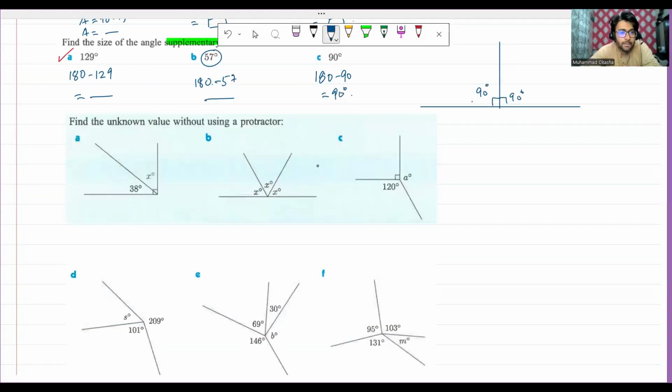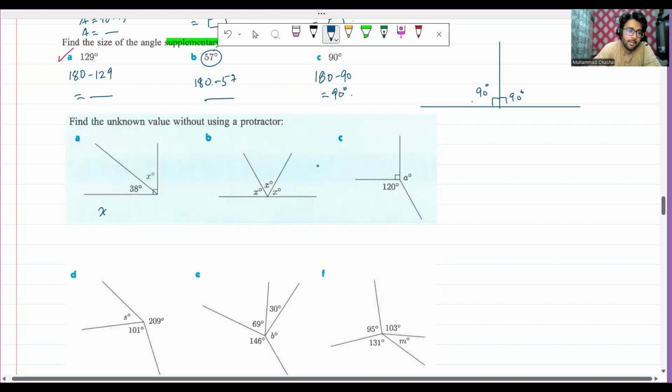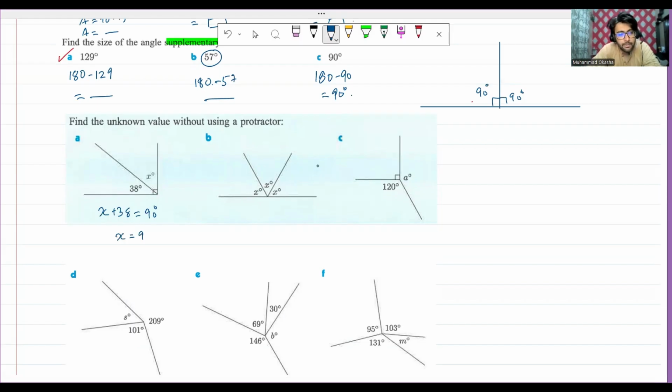Find the value of the unknown angle using a protractor. So we know this is a right angle triangle, right? One of the angles is 38 degrees, the other one is x. I'll say x plus 38 should be equal to 90 degrees, right? To find out the value of x, you should do 90 minus 38, and you will get the value of x.